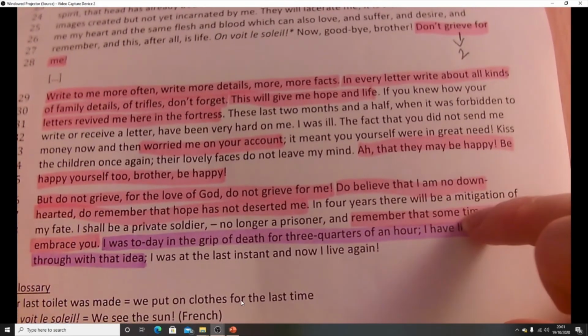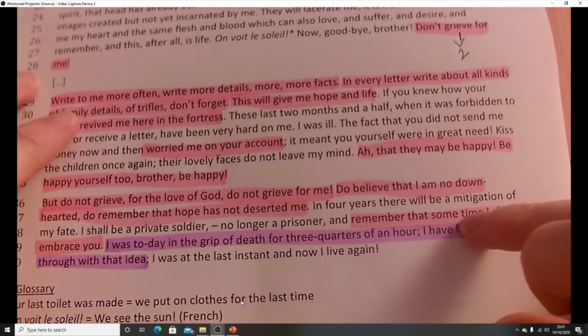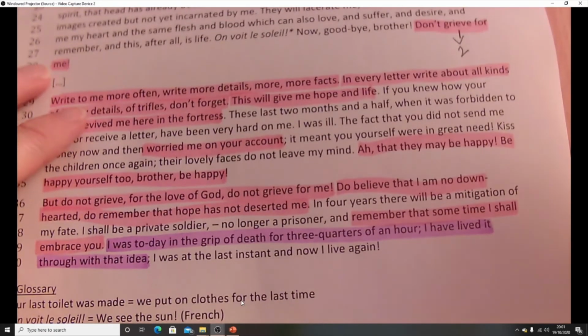Do not grieve for the love of God, do not grieve for me. Do believe that I am not downhearted. Do remember that hope has not deserted me.